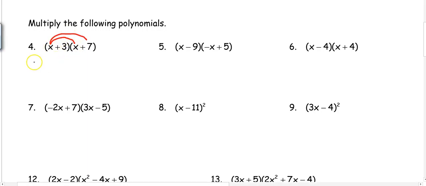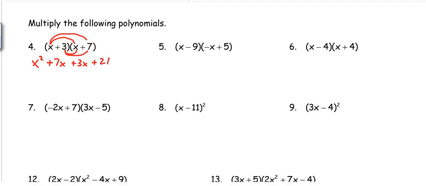So first, x times x gets us x squared. X times 7 gets us 7x. Then we need to do the same thing with distributing the 3. So 3 times x is 3x. 3 times 7 is plus 21.